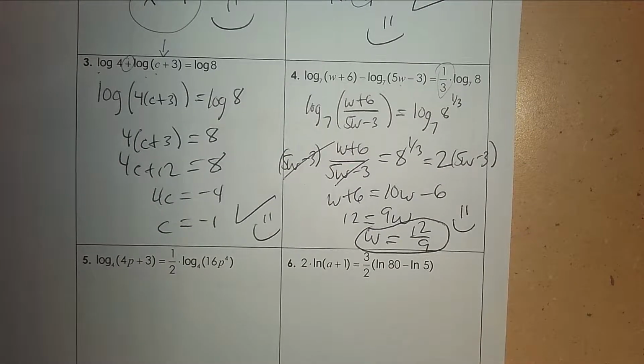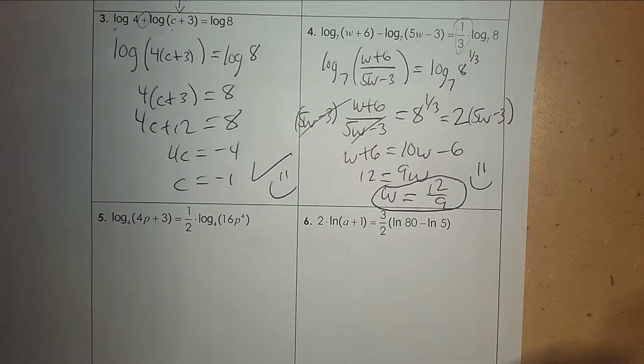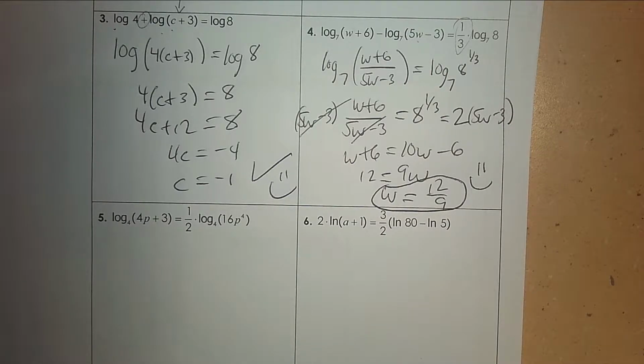Number 5. Yes? Could you write that in a simplified way? Yeah. Yes, you could. But you don't have to. So if you wanted to write that and divide top and bottom by 3 and write down 4/3, you can. Number 5.